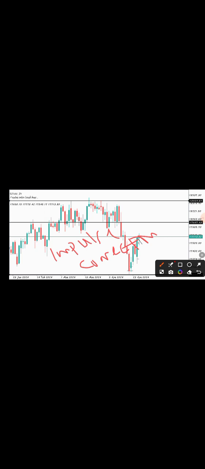You should know these things: the impulse and the correction. Which one is impulse? Which one is correction? Now, in the weekly time frame, the market is in a correction phase. When you look at your weekly time frame, you should know which one is impulse and which one is correction.